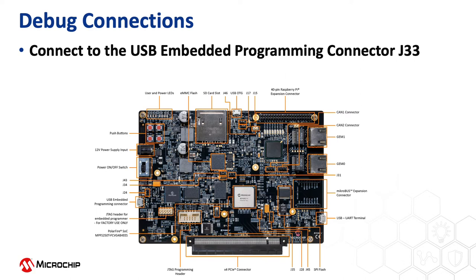Now, connect your host PC to the USB embedded programming connector J33, shown here. If you are using an early build of the Icicle Kit and the USB embedded programmer is not enabled, you will need to use an external FlashPro debugger and connect to the JTAG programming header J23, as shown here. Ensure that jumpers J9 and J21 are open if you are using an external FlashPro.